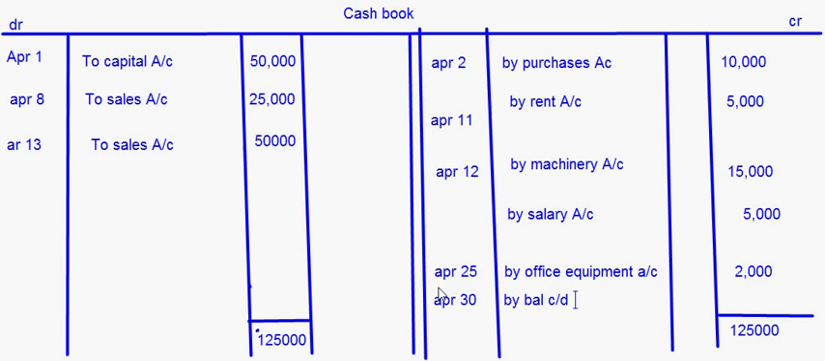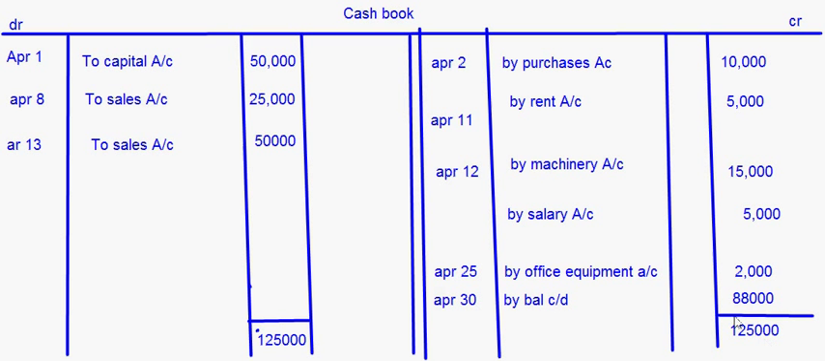Now whatever is the difference, that will come here. So I have the total of the credit side as 10,000 plus 5,000 plus 15,000 plus 5,000 plus 2,000, which is equal to 37,000, and this is 1,25,000 minus 37,000. So 88,000 will be the balancing figure here. This is the closing balance. So this is how a cash book will be made.